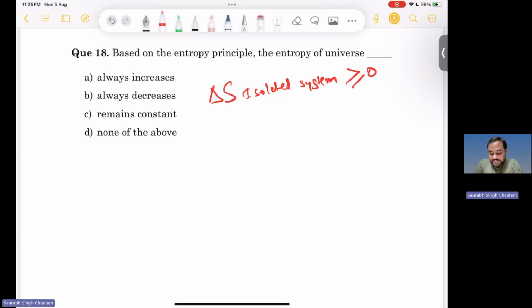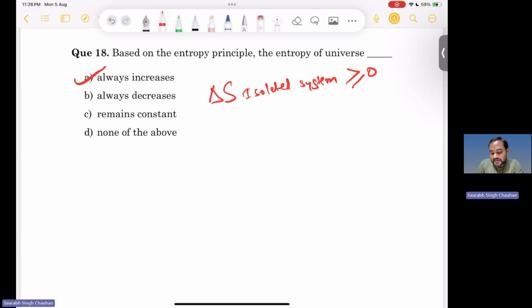In an isolated system, if all the processes are completely reversible, then the entropy generation will be 0, otherwise it will be positive. The universe can be considered an isolated system, as it is not interacting with any other universe. Since the entropy of an isolated system always increases, the entropy of the universe should also increase. It cannot decrease. So option A should be the correct option.